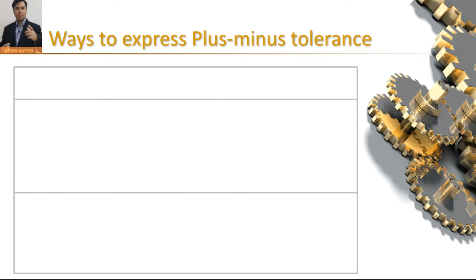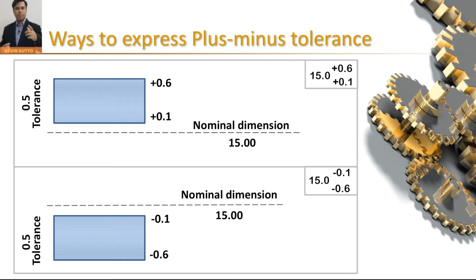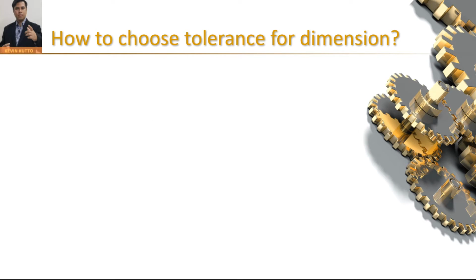The second way of expressing the plus minus tolerance is unilateral tolerance. Unilateral tolerance allows variation in only one direction of the nominal value. Sometimes both the limits are on the positive side and sometimes both the limits are on the negative side. So these are four ways in which you can express unilateral plus minus tolerance.